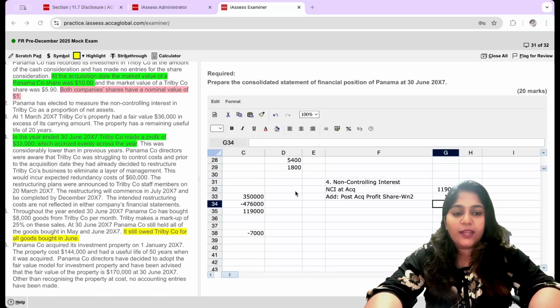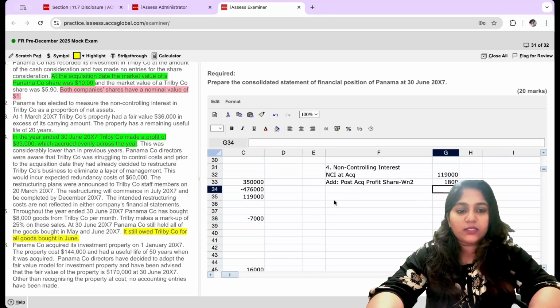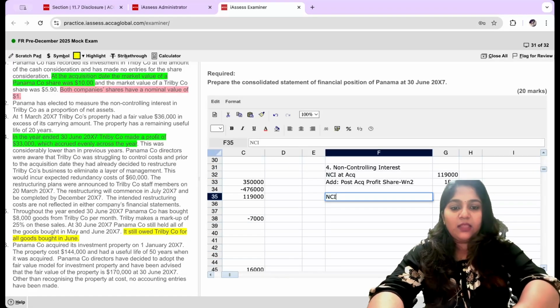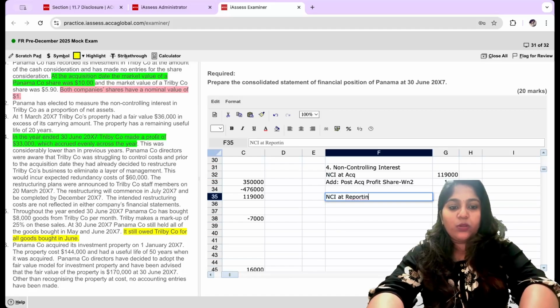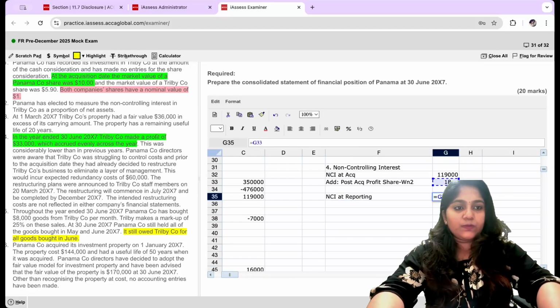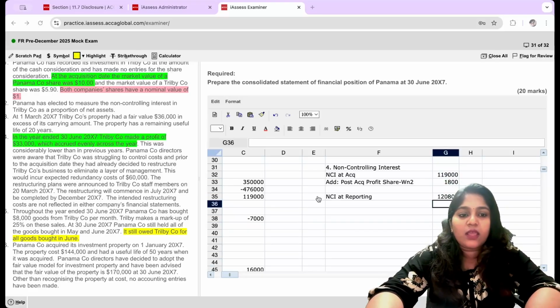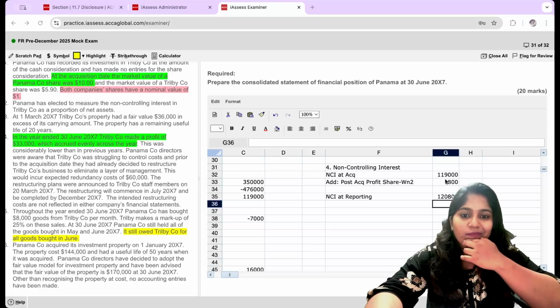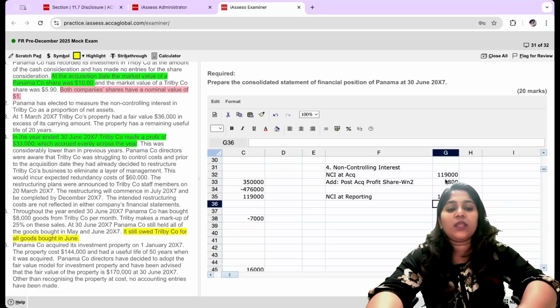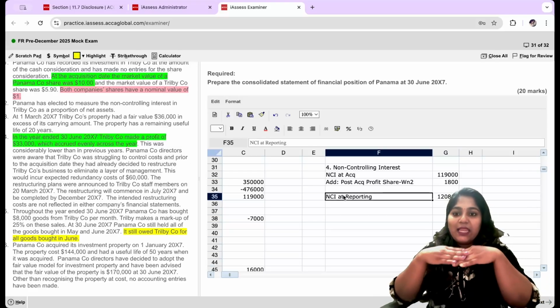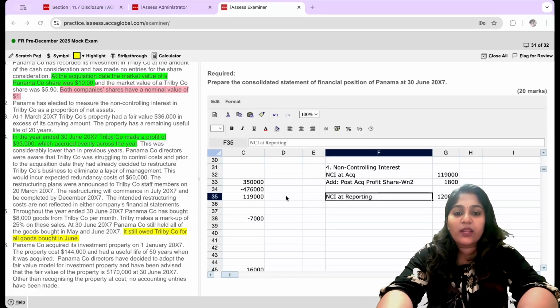So apart from that, is there anything else? Non-controlling interest is there? I don't think so. I'll have to find out what my non-controlling interest at reporting is. NCI at reporting will be the sum of these two, which will be 128,800. Oh, sorry. Yeah. Correct. So 120,800.